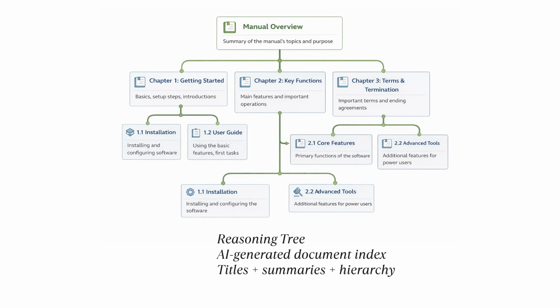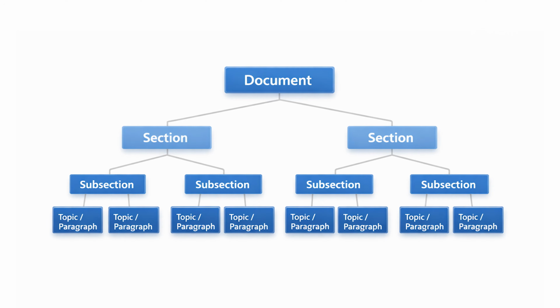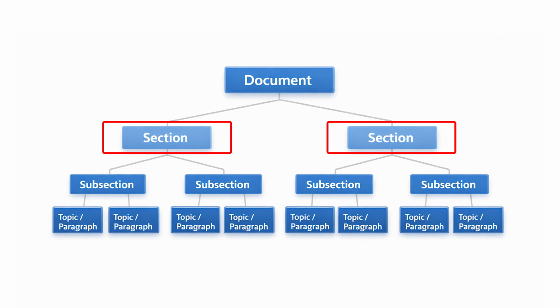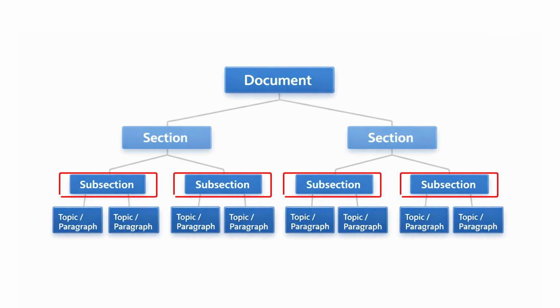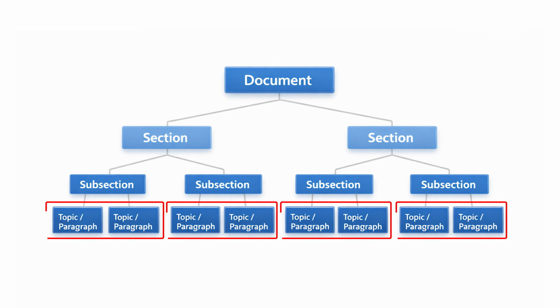PageIndex does this by building what is called a reasoning tree, essentially an intelligent AI-generated table of contents for your document. Here's how to visualize it. At the top, you have a root node that represents the entire document. Below that, you have a node for each major section or chapter. Each of those branches into subsections. Each subsection branches into specific topics or paragraphs.